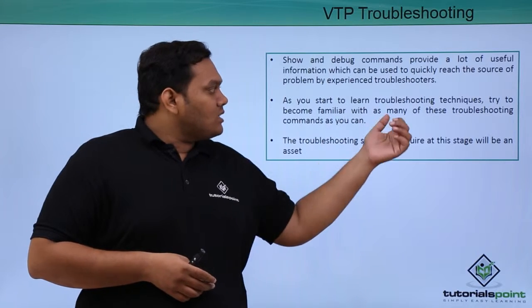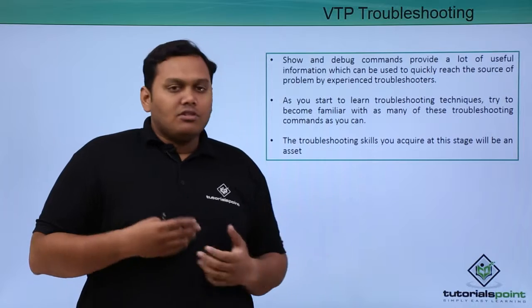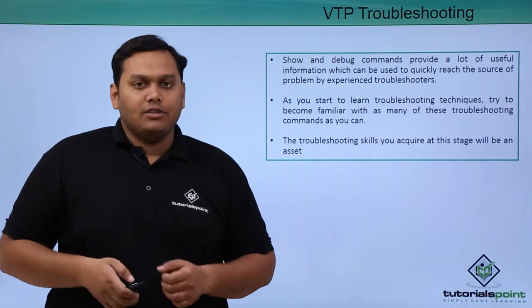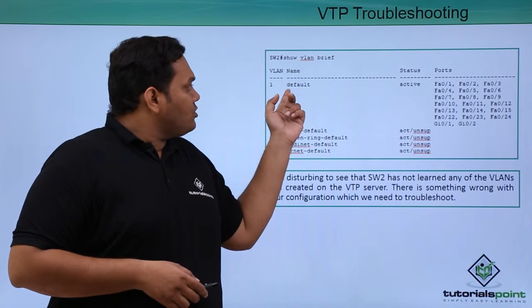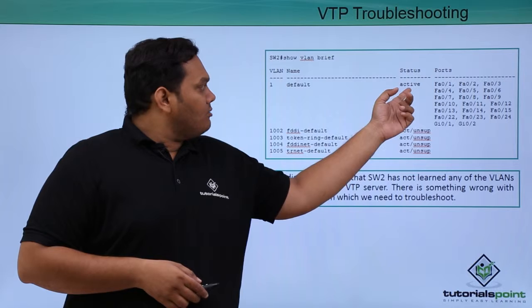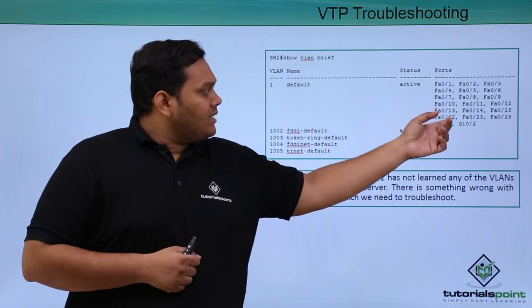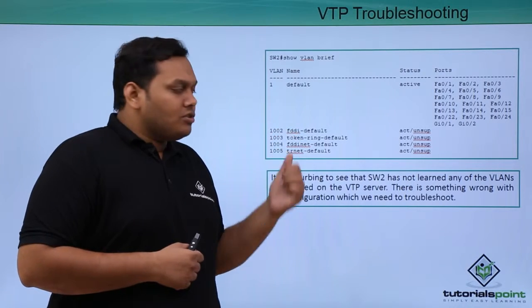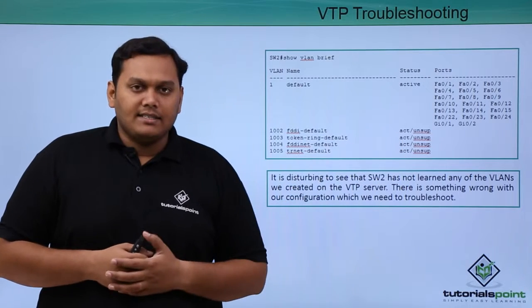As you start to learn troubleshooting techniques, try to become familiar with many of these troubleshooting commands, like show and debug. Show vlan brief shows the default VLAN, which is VLAN 1, in active state, along with the switch ports assigned to it, and the default VLANs 1002, 1003, 1004 and 1005, which are unsupported VLANs here.